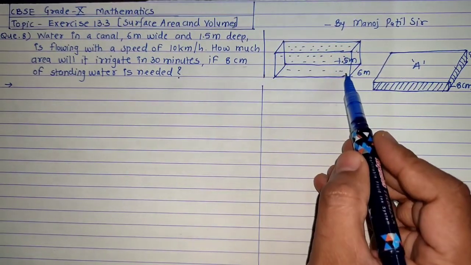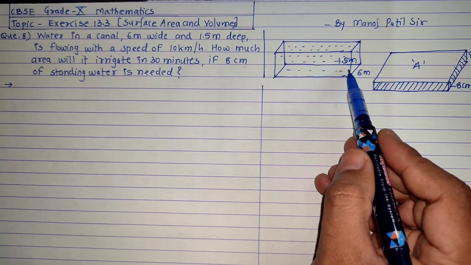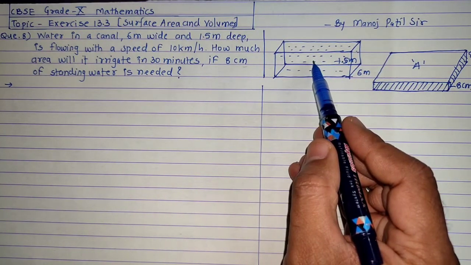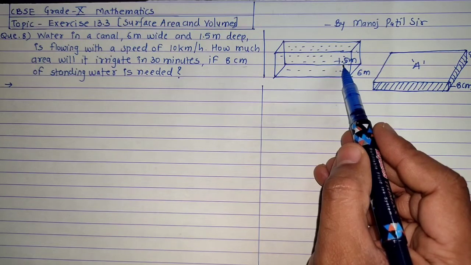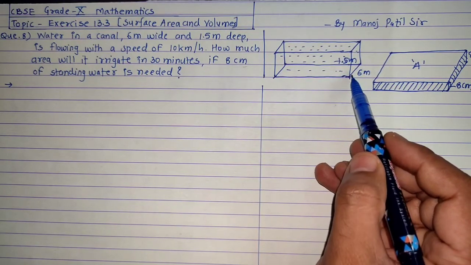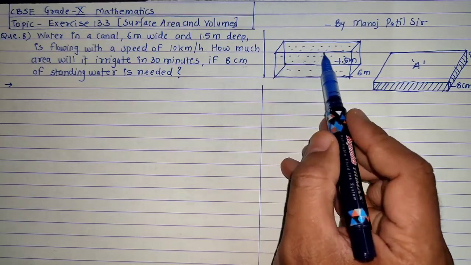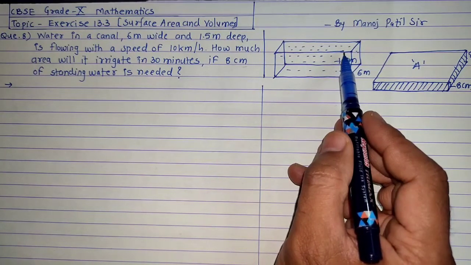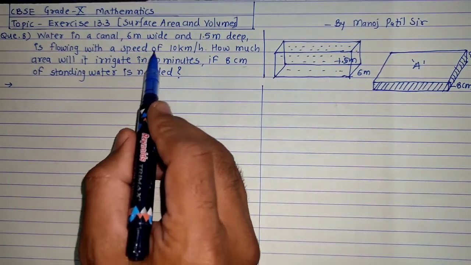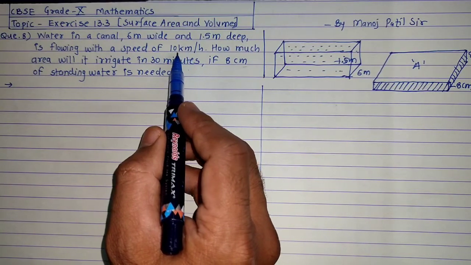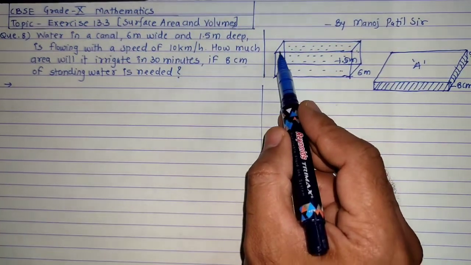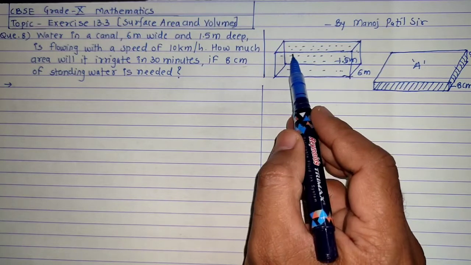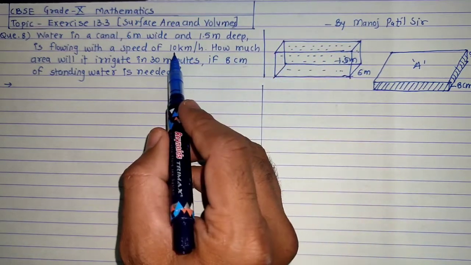Consider this is a canal through which the water is moving out to irrigate this land. Now here the dimensions of the canal are given, that is its height is 1.5 meter and its width is 6 meter. Here the length of the canal in which the water is there is not mentioned. For that, speed is given. Here speed is given as 10 km per hour. This speed is only to find how much length of the canal will contain the water.